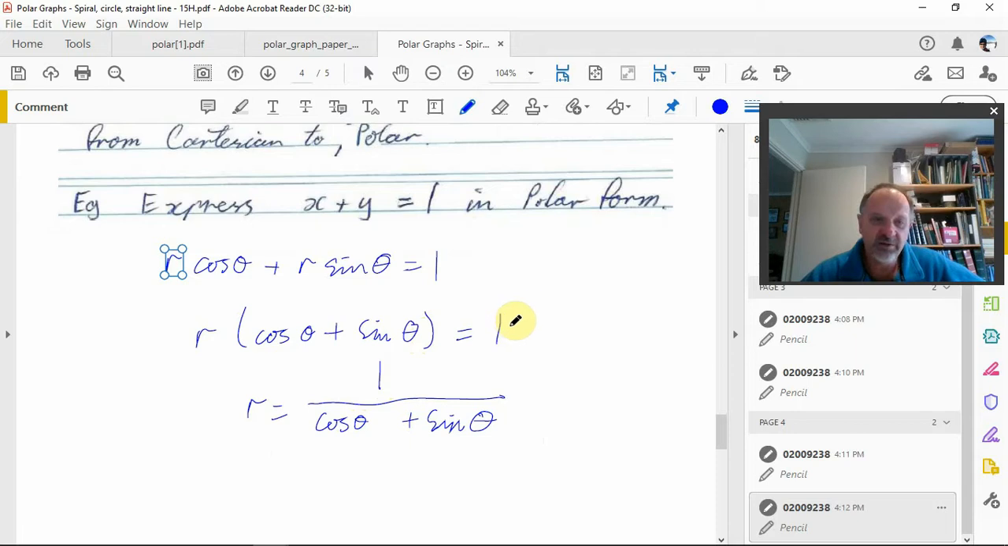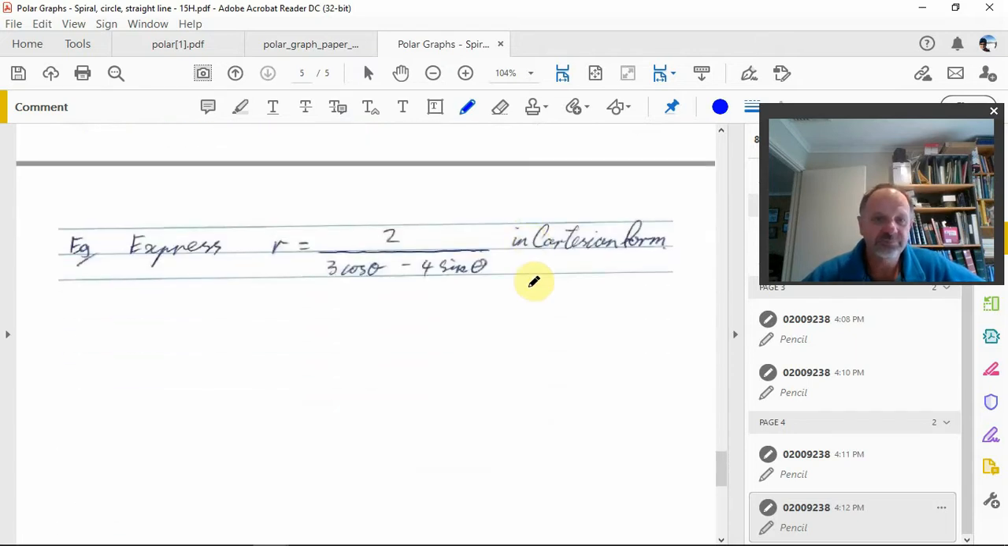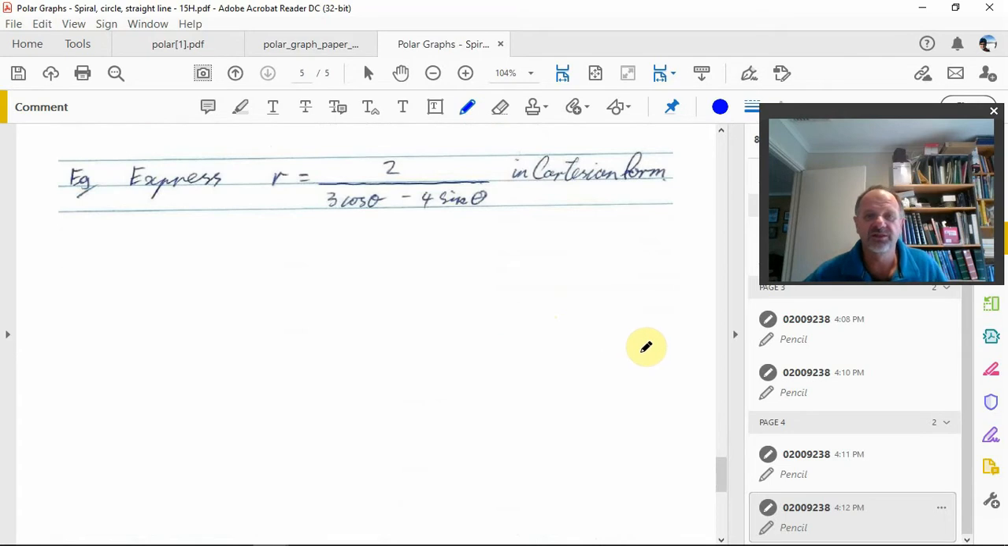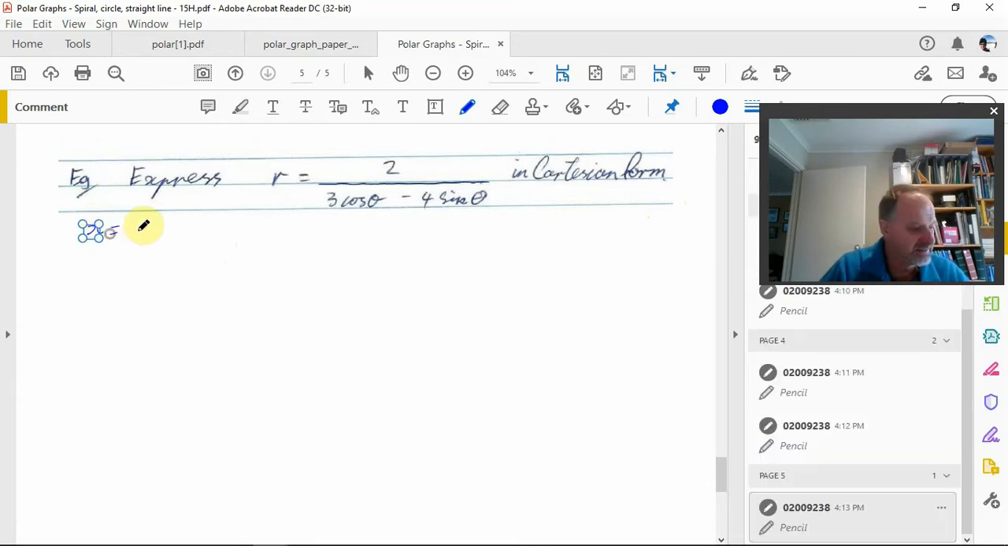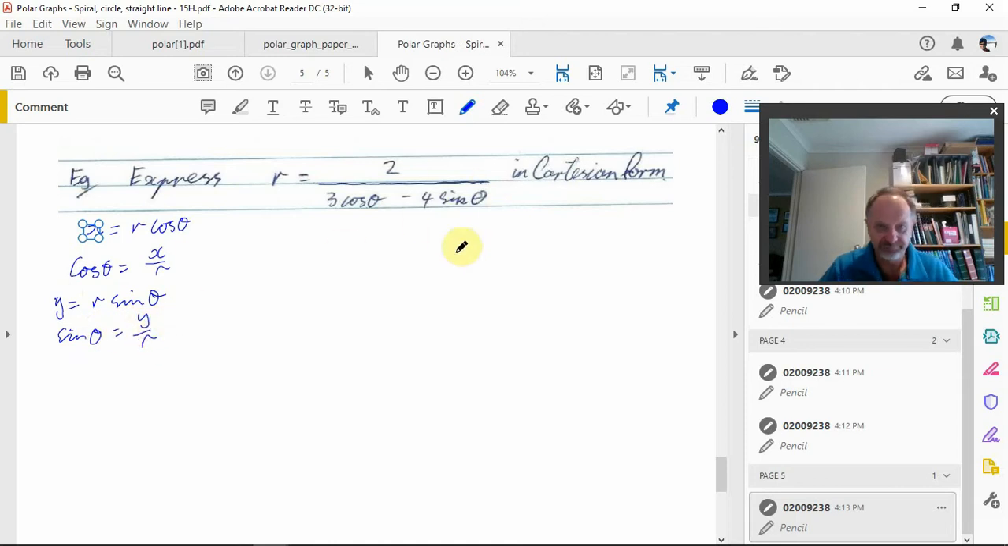Now of course we can go back the other way as well. Express r equals 2 over 3 cos theta minus 4 sine theta in Cartesian form. I'm going to start with x is equal to r cos theta, so cos theta is x on r. I'll do the same here: y equals r sine theta, and so sine theta is y on r. I'm going to replace these two with the expressions we've just found.